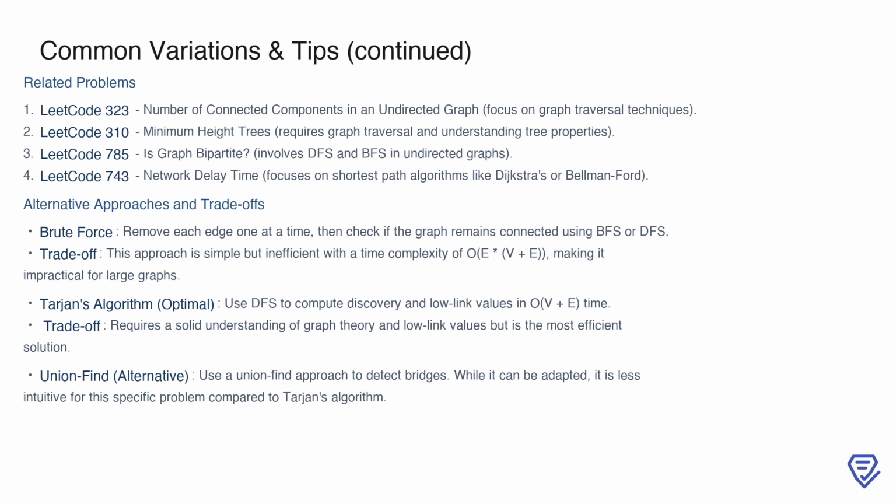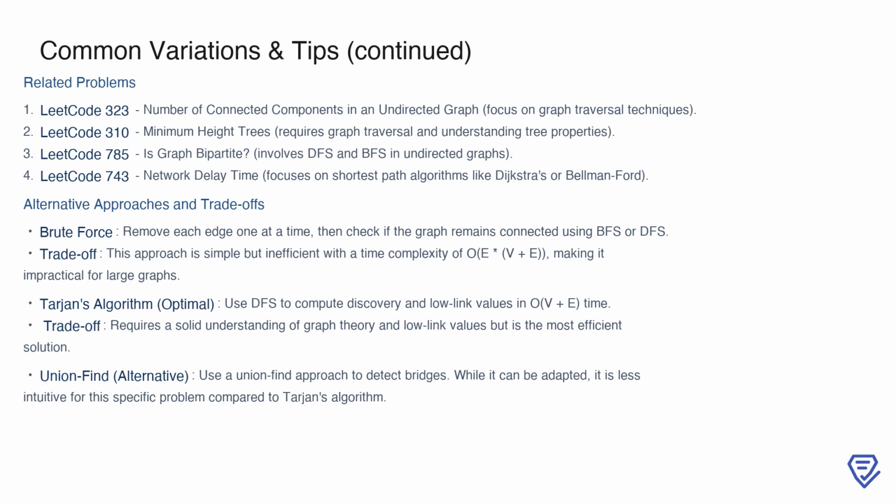Next, let's explore related problems and alternative approaches. Some problems you might encounter that involve similar graph traversal techniques include LeetCode 323, which focuses on counting the number of connected components in an undirected graph, and LeetCode 310, which deals with finding minimum height trees, a problem requiring a good understanding of tree properties. Other relevant problems include LeetCode 785, which asks if a graph is bipartite, and LeetCode 743, which focuses on network delay time and involves shortest path algorithms like Dijkstra's or Bellman-Ford.